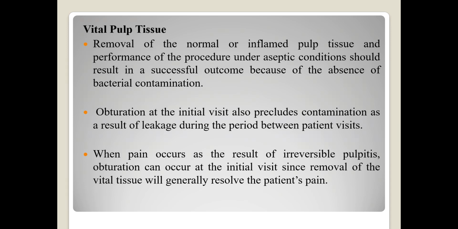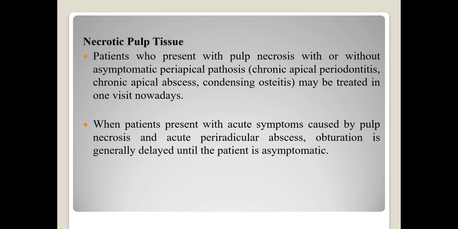Coming on to the vital pulp tissue, removal of normal or inflamed pulp tissue and performance of the procedure under aseptic conditions should result in a successful outcome because of the absence of bacterial contamination. Obturation at the initial visit also precludes contamination as a result of leakage during the period between patient visits. When pain occurs as the result of irreversible pulpitis, obturation can occur at the initial visit, since removal of the vital tissue will generally resolve the patient's pain.